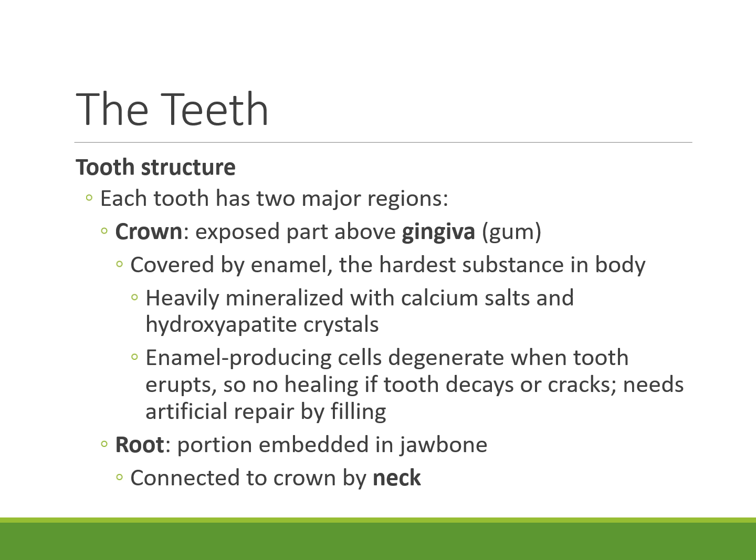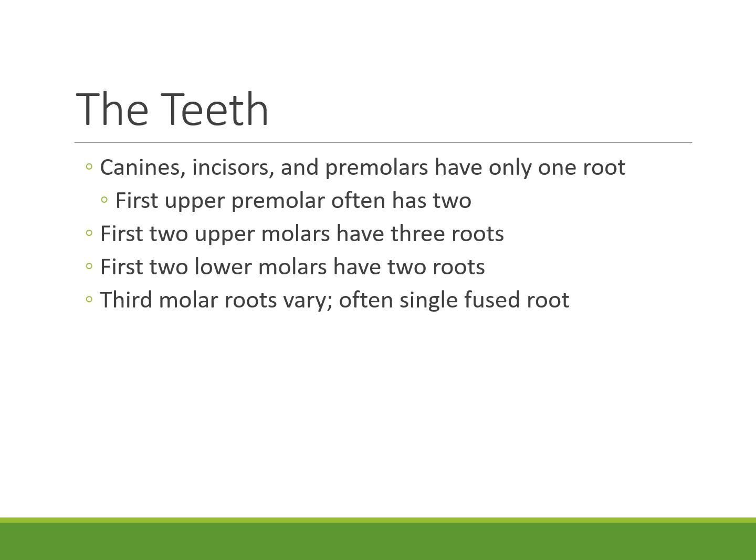The root is the portion that is embedded in the jawbone. It's connected to the crown by the neck. Canines, incisors, and premolars only have 1 root. The first upper premolar often has 2. The first 2 upper molars have 3 roots. The first 2 lower molars only have 2. And the third molar root, very often a single fused root.